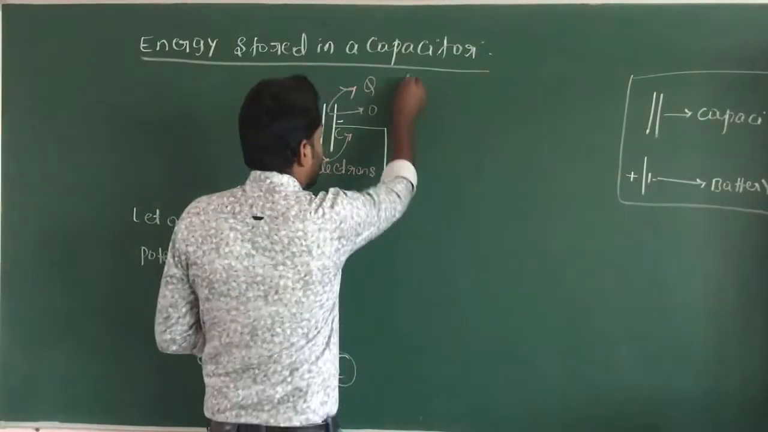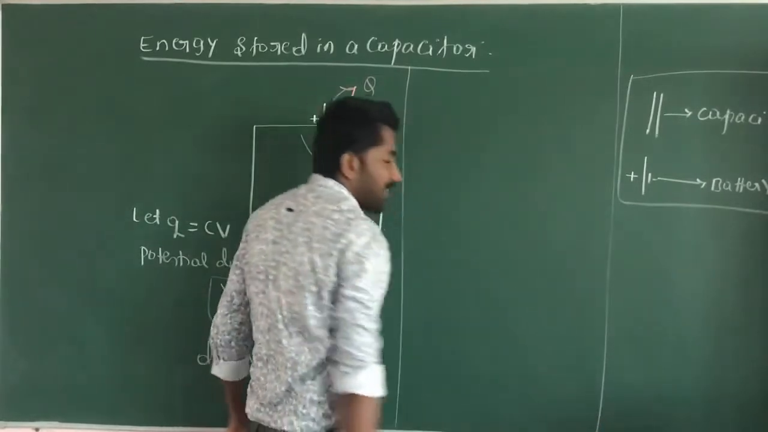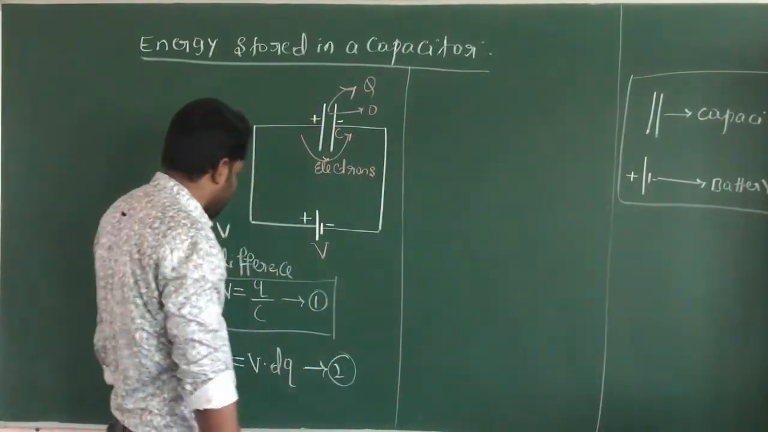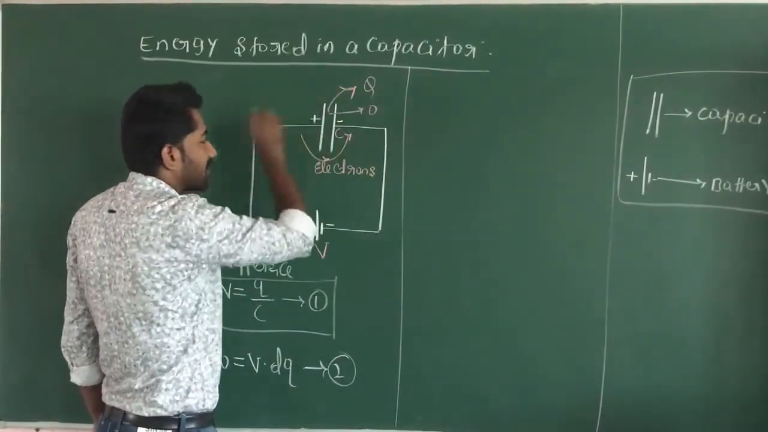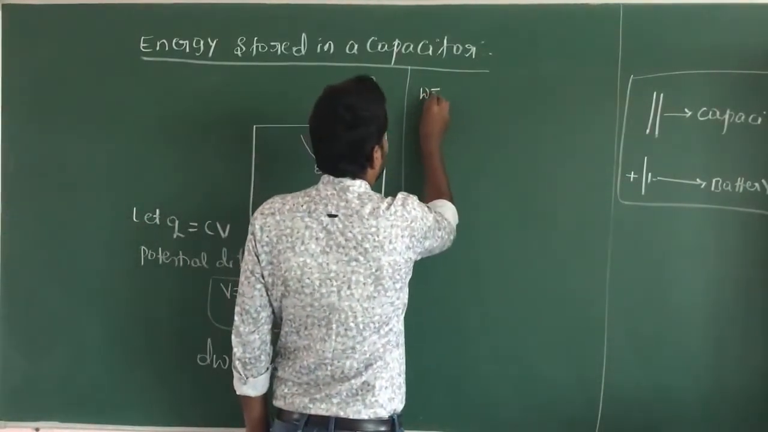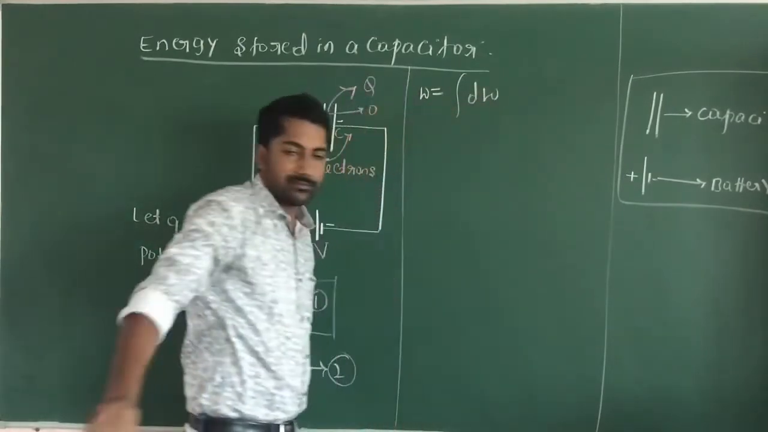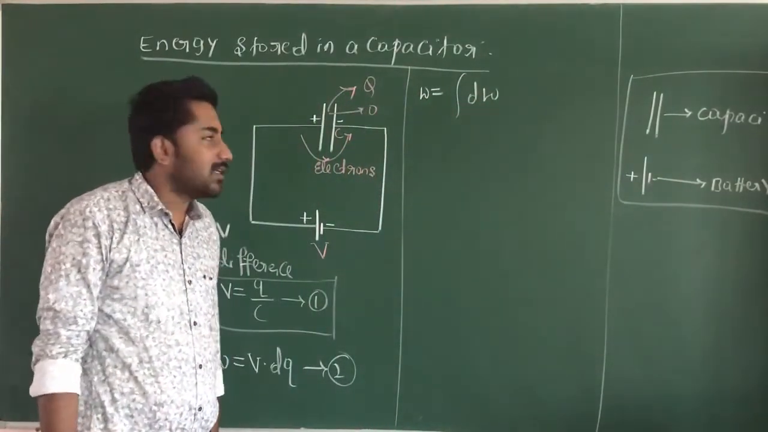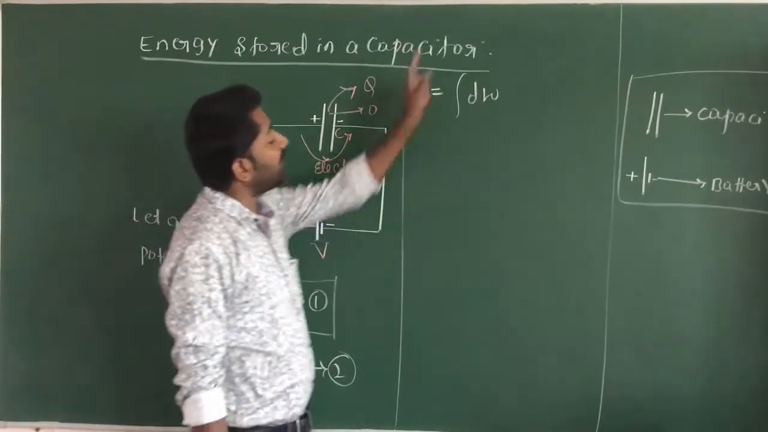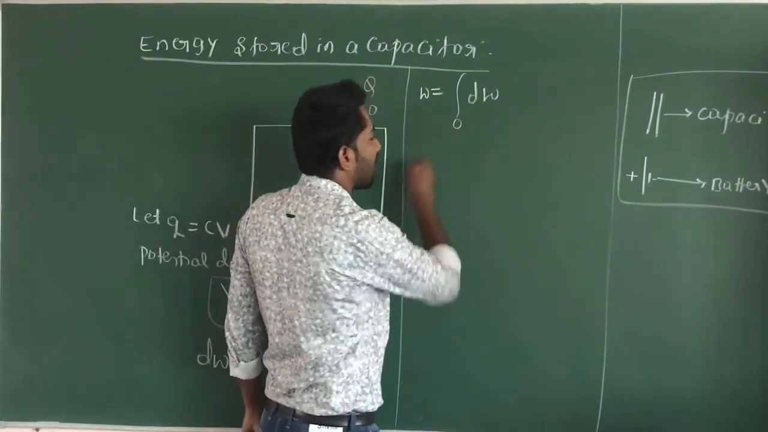Now the total work done by the battery during the process of charging this capacitor, we know the formula. The total work done, W is equal to integration of dw. Where to where do we integrate? Initially the charge on the capacitor is 0, it is uncharged.